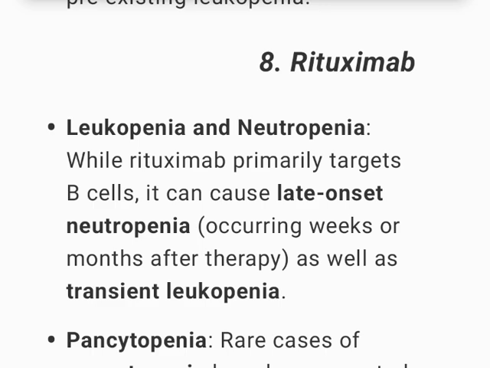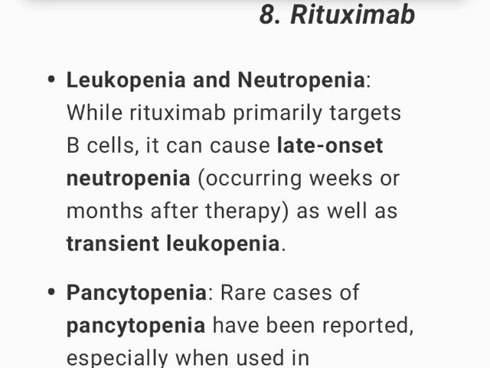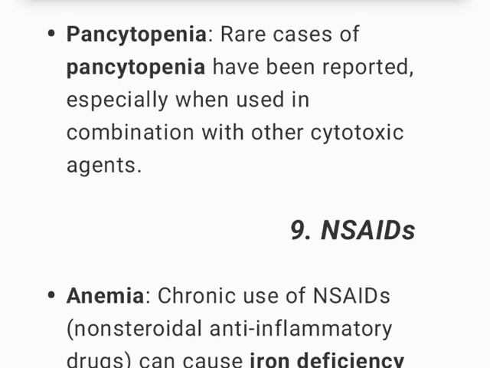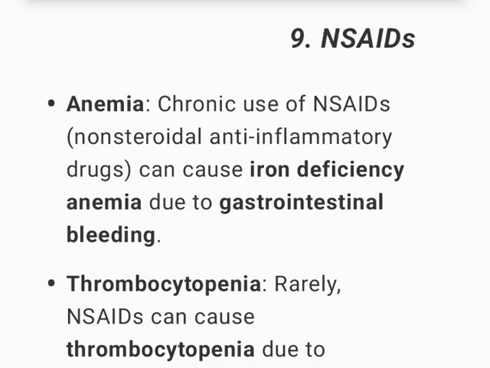8. Rituximab, leukopenia and neutropenia. While rituximab primarily targets B cells, it can cause late-onset neutropenia, occurring weeks or months after therapy, as well as transient leukopenia. Pancytopenia. Rare cases of pancytopenia have been reported, especially when used in combination with other cytotoxic agents.